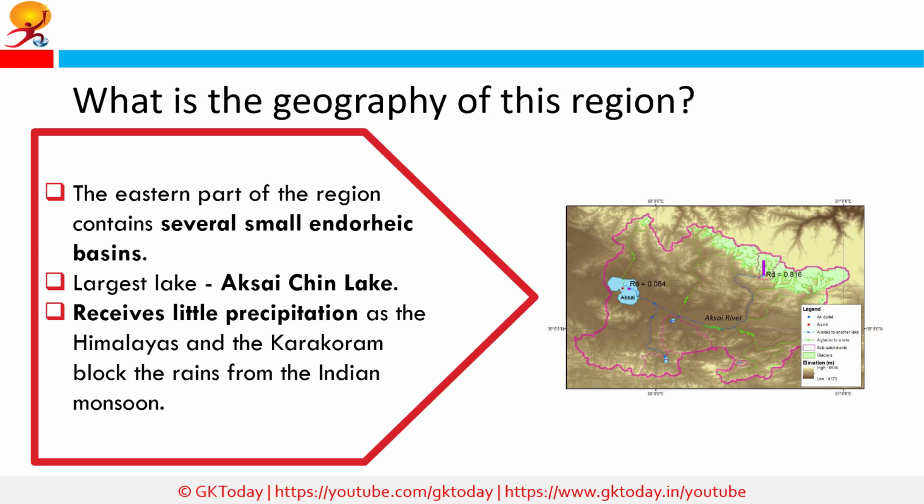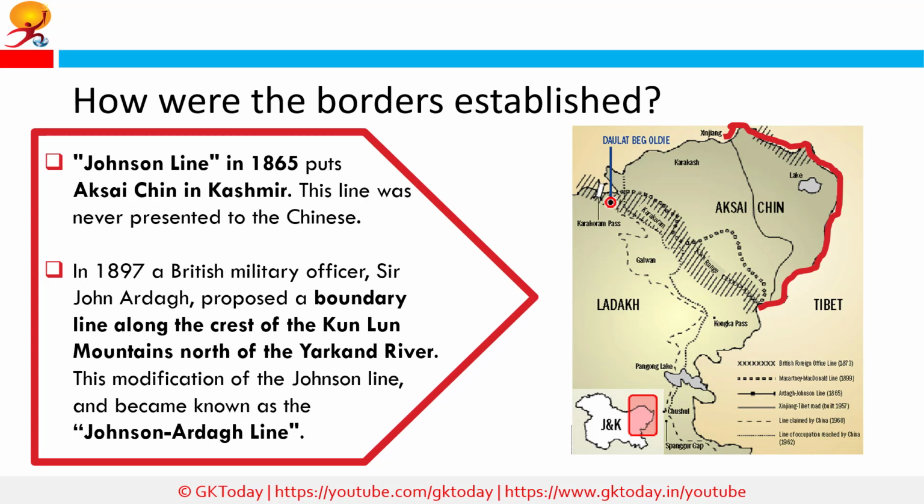The region as a whole receives little precipitation as the Himalayas and the Karakoram block the rains from the Indian monsoon. Now, how were these borders established? William Johnson, a civil servant with the Survey of India, proposed the Johnson Line in 1865, which put Aksai Chin in Kashmir. This was the time of the Dungan Revolt when China did not control most of Xinjiang. So this line was never presented to the Chinese.